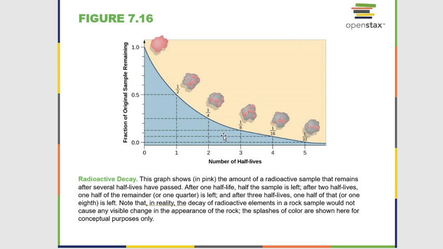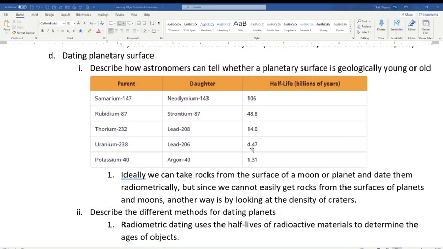So let me switch back to the text. We're talking about dating planetary surfaces and how to tell if a planet's surface is old or young. One way is just what we were talking about. You can look at the surface, and if it's heavily cratered, it's an old surface, because that means the craters haven't been erased, and that usually means it's been that way for a long time.